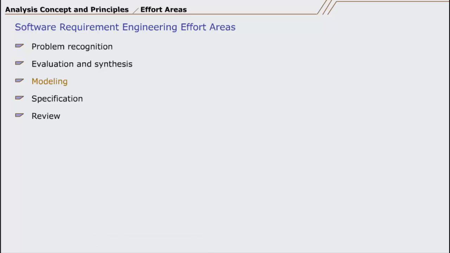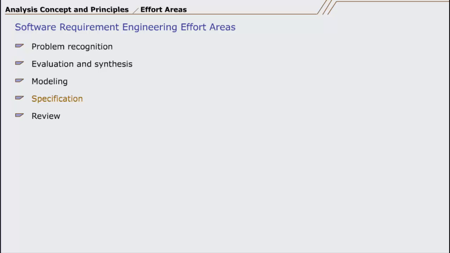Fourth area of effort is specification. The software requirements specification is a document that is produced as a result of analysis. The functional, behavioral, architectural, interface and performance-related requirements of the user are defined in the form of a complete formal document.